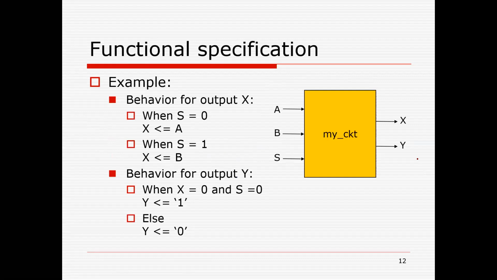Now, next is the functional specification of my circuit. Let's say the behavior of my circuit, I have two outputs, X and Y. The behavior of X is, let's say, when S is equal to 0, A goes to X.